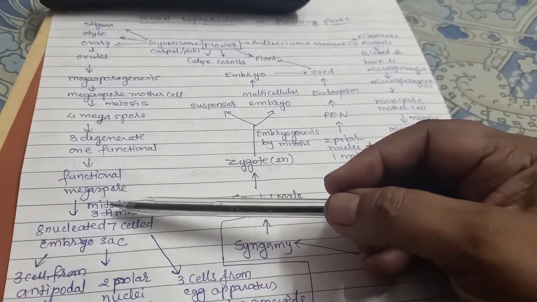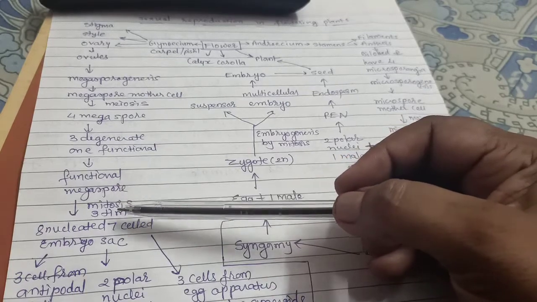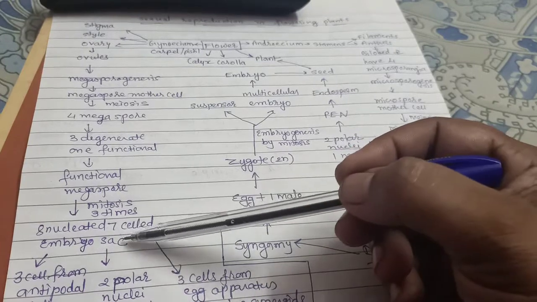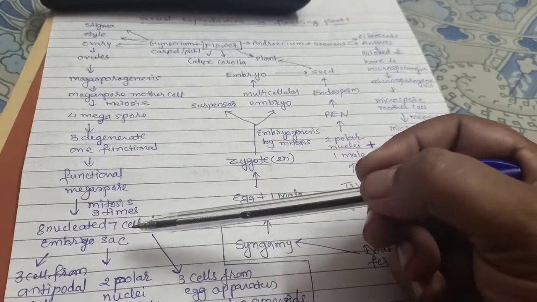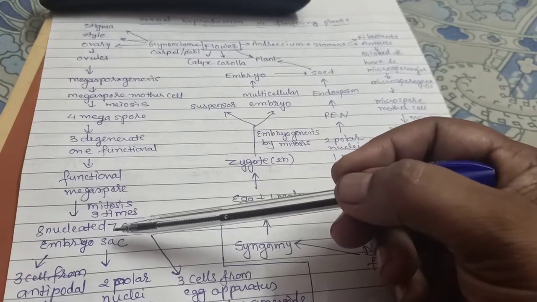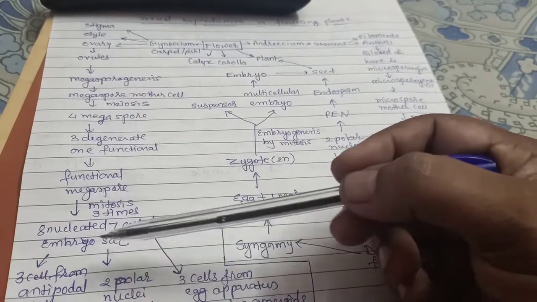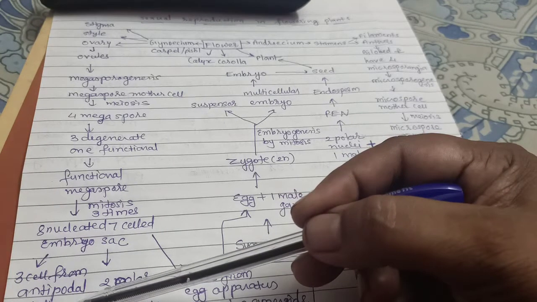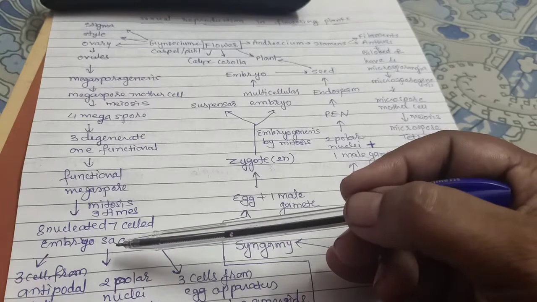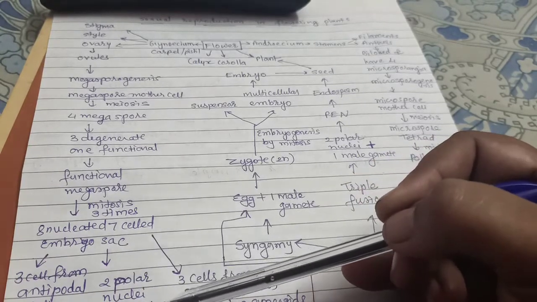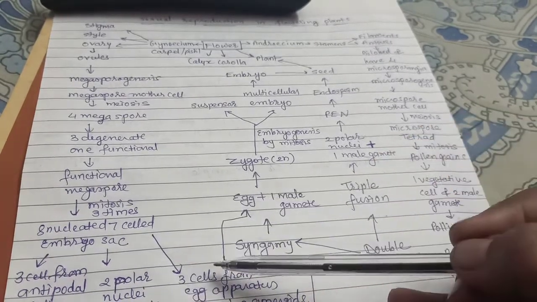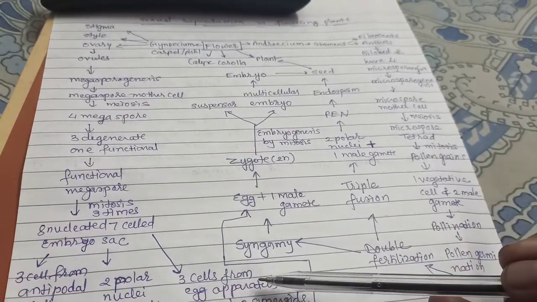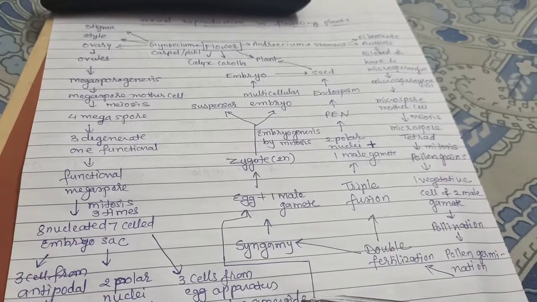This functional megaspore is divided by 3 mitotic divisions. It forms a 7-celled embryo sac or 8-nucleated embryo sac. This 8-nucleated embryo sac consists of 3 cells forming the antipodal cells towards the chalazal end, 2 polar nuclei at the center of the embryo sac, and at the micropylar end 3 cells forming the egg apparatus, that is 1 egg plus 2 synergids.